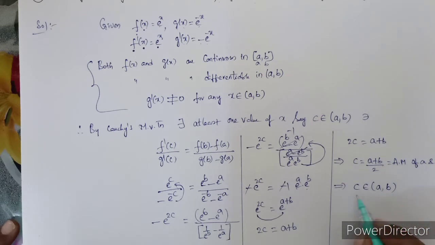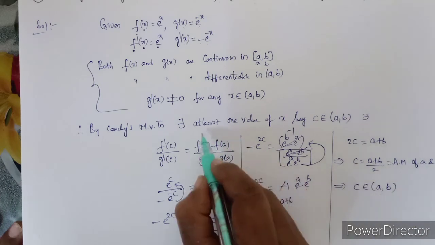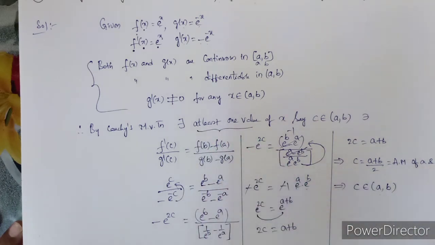So therefore there exists one value. In this interval there must exist at least one value, equal to one value or more than one value. So in this problem we got only one value in this open interval. So C, arithmetic mean of a plus b, that is a plus b by 2. Definitely this belongs to this open interval. Therefore Cauchy's mean value theorem is verified.